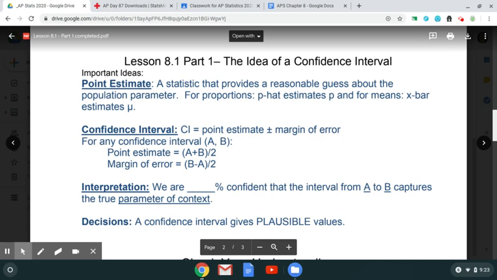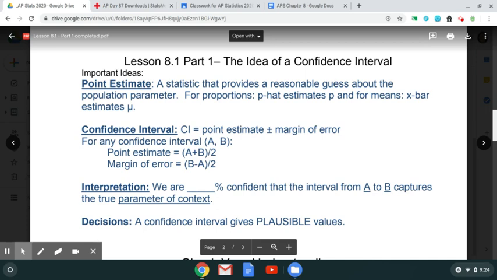And when we're doing problems that deal with averages, we're going to use x bar to estimate our true population average of mu. So our confidence interval is always going to look like your point estimate plus or minus your margin of error. For any confidence interval from A to B, to find your point estimate, you're averaging the endpoints, so you add them and divide by 2. For the margin of error, you find the width of your confidence interval, so that's B minus A, and take half of that, and that will give you your margin of error.